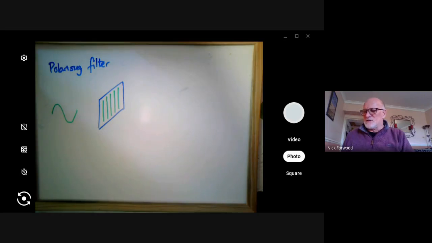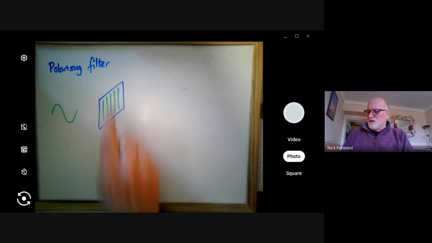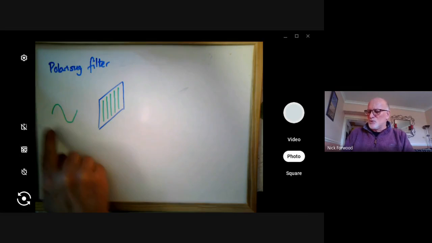They're orientated in the same direction. So this light wave is oscillating up and down, and these long chains are up and down, and the up and down long chain molecules absorb the oscillating field in that direction.